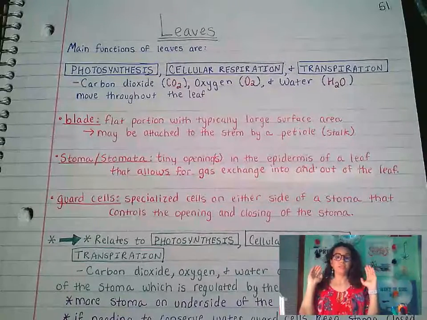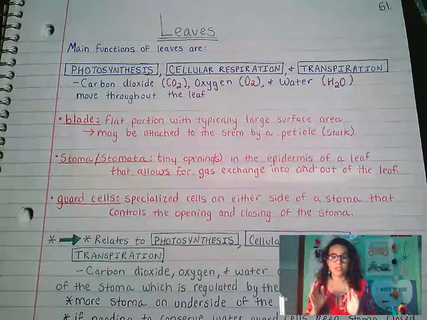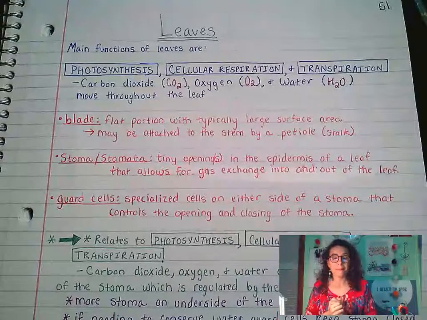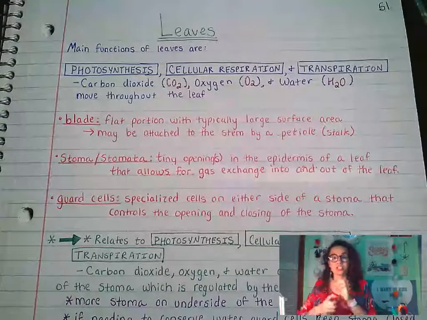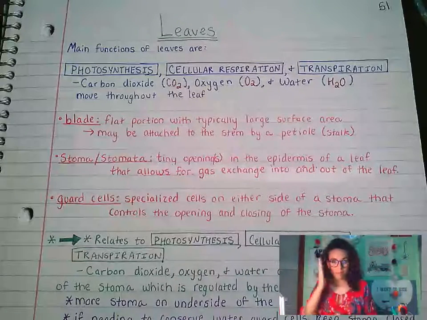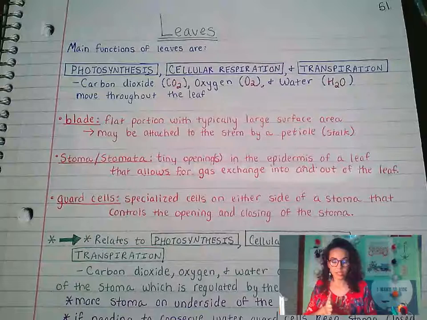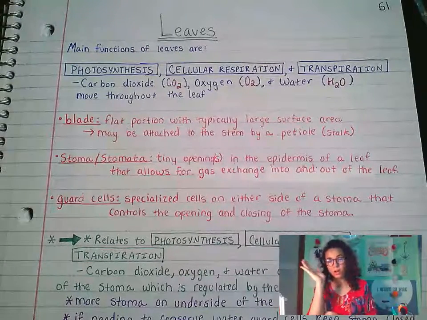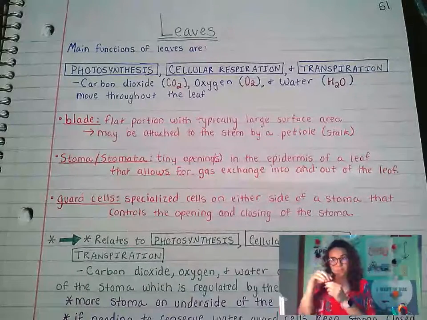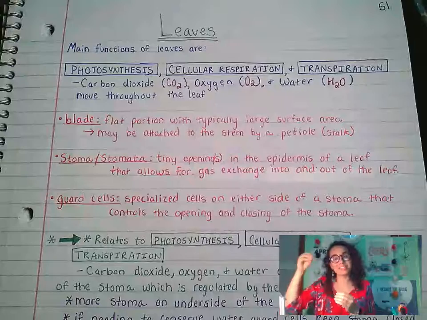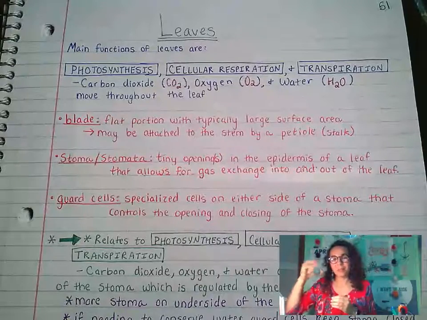So we have a flat portion with typically large surface area, and it may be attached to the stem by a petiole, which is a stalk. When we think about the stem of a flower, off the stem there is a stalk called a petiole, and that is what the flower is off of.